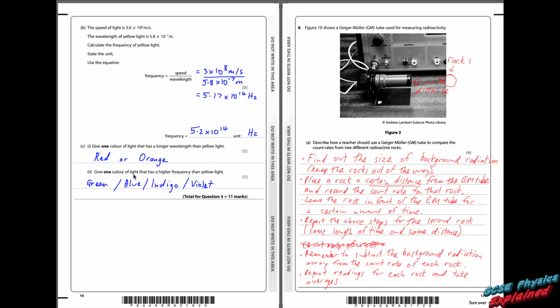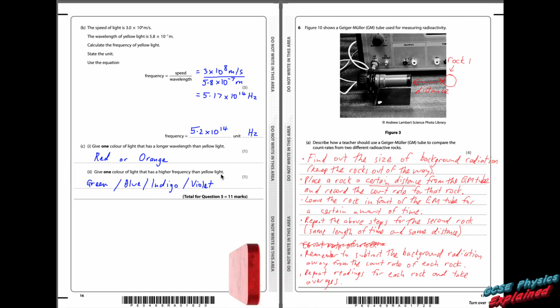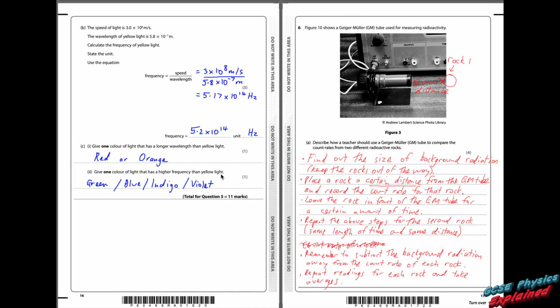Part 2. Give one colour of light that has a higher frequency than yellow light. So if you've got a long wavelength, that means you've got a lower frequency. So we're looking for any colour of light that has got a shorter wavelength than yellow, because then it'll have a higher frequency than yellow. So once again, Richard of York gave battle in vain. So we could have had green, blue, indigo or violet have all got shorter wavelengths and higher frequencies. Remember, if the wavelength goes down, the frequency goes up.